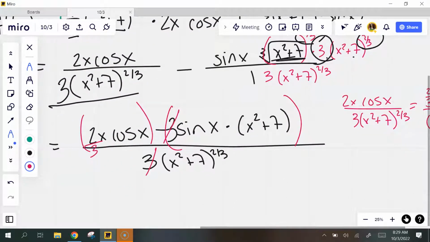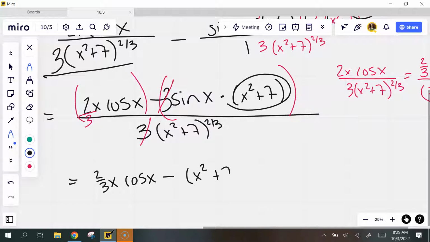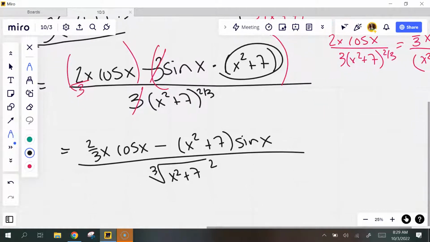This one had a 3. So now I'm to the point of having 2/3 x cosine x minus, I'm going to move this around front, x squared plus 7. And I'm going to change this just because that's the way they have it in that answer. I'm almost there.